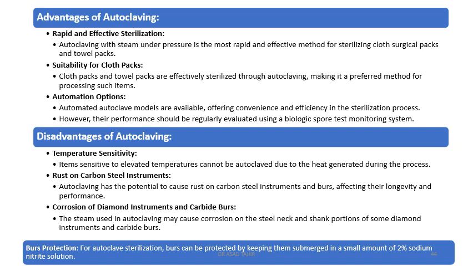Advantages of autoclaving. Rapid and effective sterilization. Autoclaving with steam under pressure is the most rapid and effective method for sterilizing cloth surgical packs and towel packs. Suitability for cloth packs. Cloth packs and towel packs are effectively sterilized through autoclaving, making it a preferred method for processing such items.